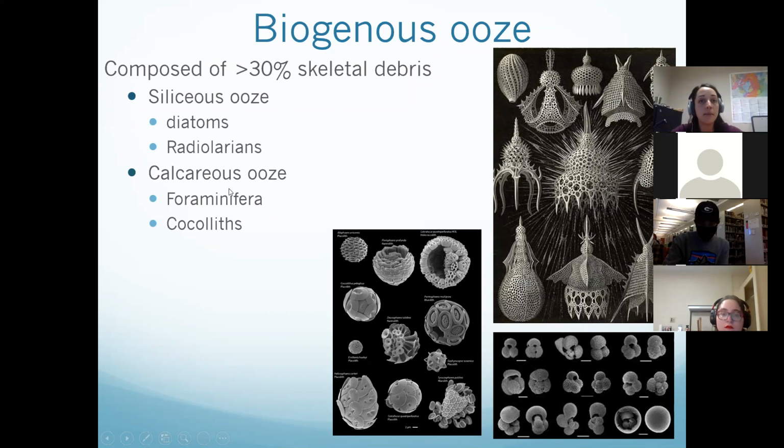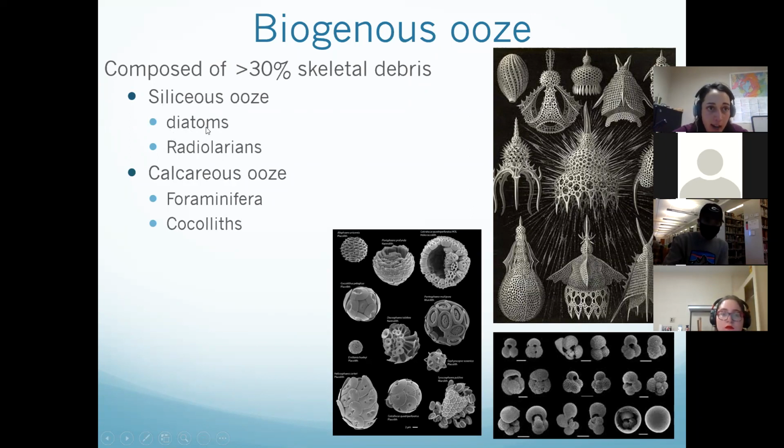So there's two types of biogenous ooze. There's siliceous and there's calcareous. So siliceous is from silica, right? So it's made of diatoms and radiolarians, which are just small microfossils, and calcareous ooze, which is made from foraminifera and coccoliths. So this is all going to be like, how am I ever going to remember this stuff? And it just takes practice.